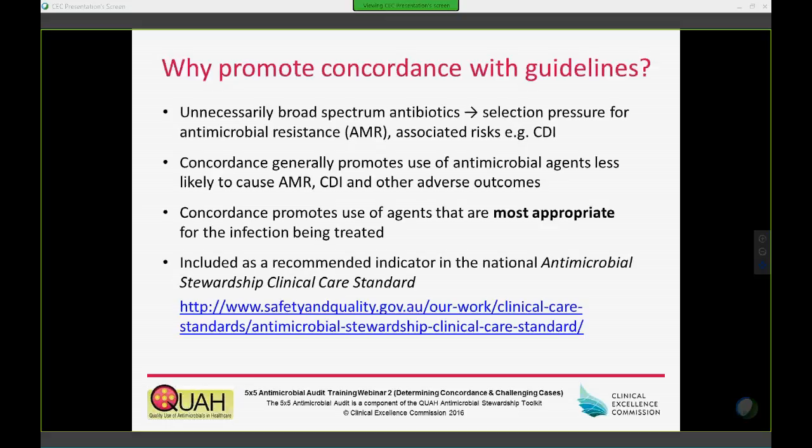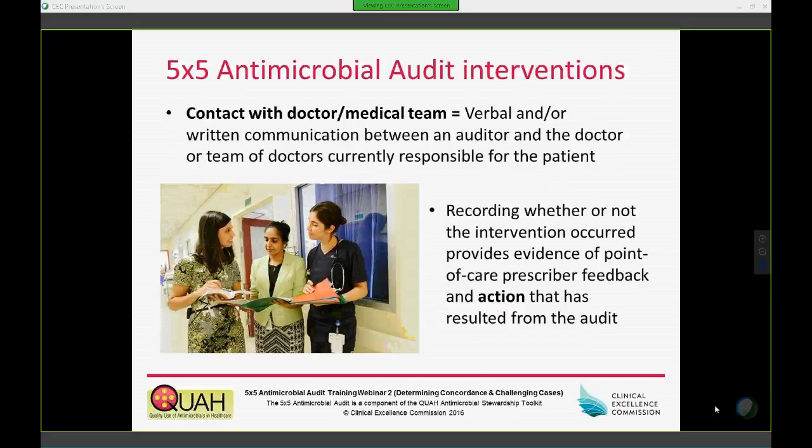Questions 2 and 5 prompt for interventions, and they ask you to record whether contact has been made with the doctor or medical team. By contact we mean verbal and or written communication between the auditor and the doctor or the team of doctors that are currently responsible for the patient. Recording whether or not this intervention occurred is evidence of the prescriber getting feedback at the point of care or around the time of prescribing, and is a powerful action that has resulted from the audit.